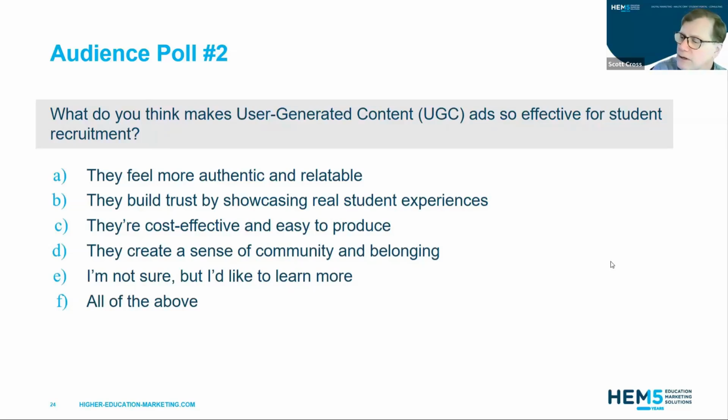And okay, I think we can share those results. A majority of you say all of the above. And if there were such a thing as a right answer, it's true, because they're all true. A, B, C, and D are, in fact, part of the equation. But I want you to think of the 4 of you who said A, more authentic and relatable, and B, those 4 who said build trust by showcasing.